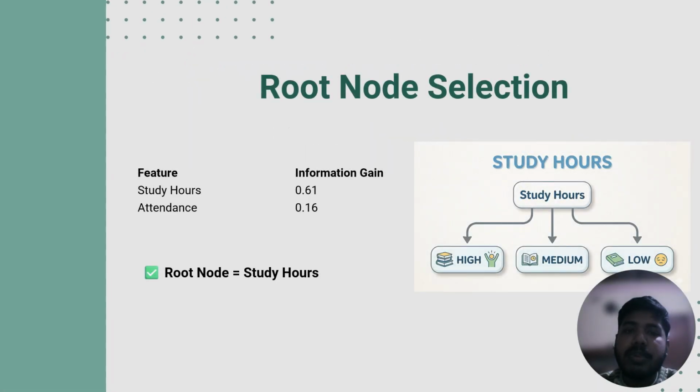After comparing both features, we can see that study hours give significantly higher information gain, 0.61 versus 0.16. Therefore, we chose study hours as the root node of the decision tree. This is the most important part of decision tree building, choosing the best starting point. After the first splitting, our tree looks like this.